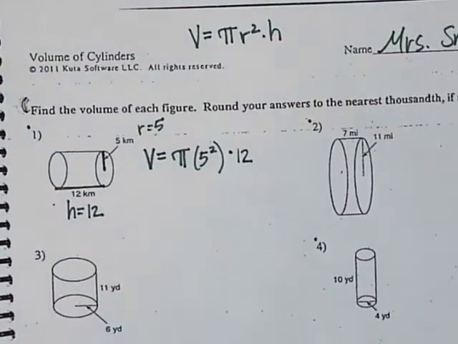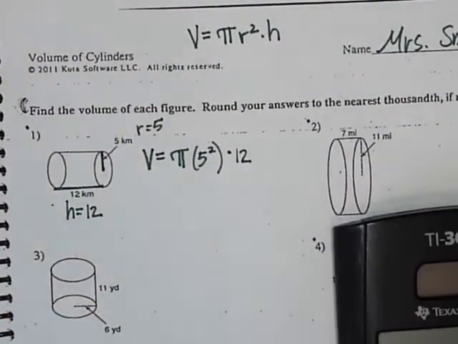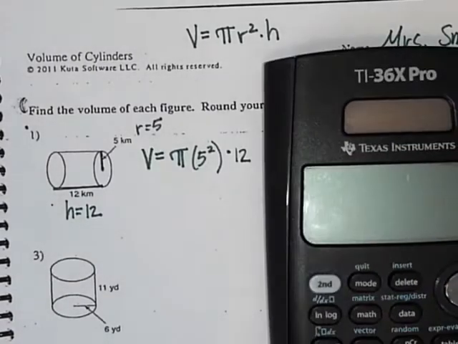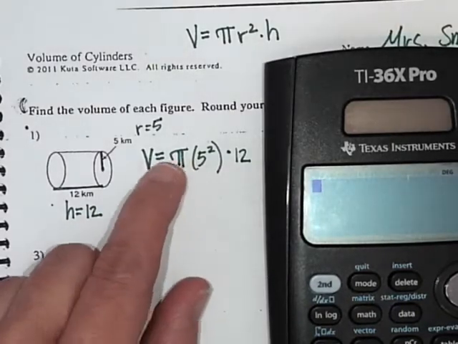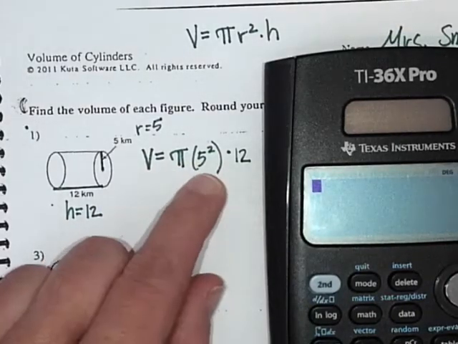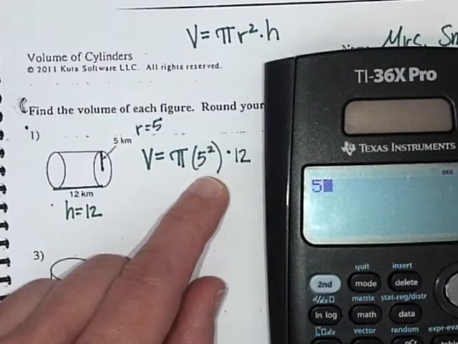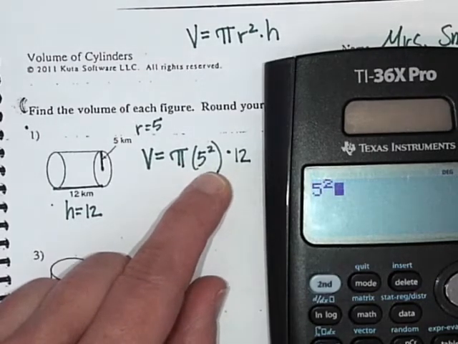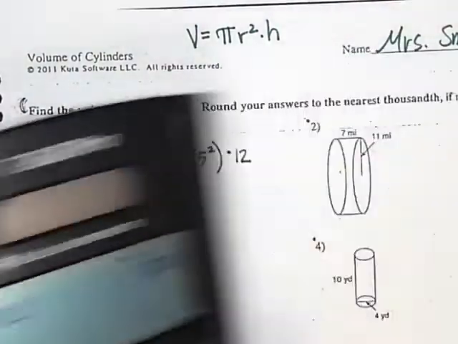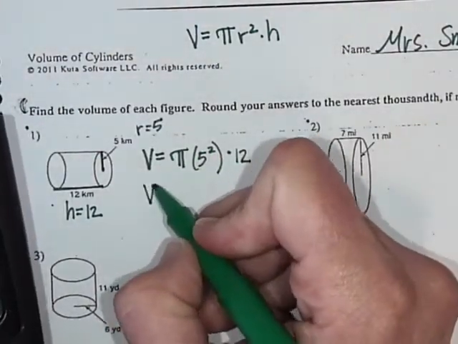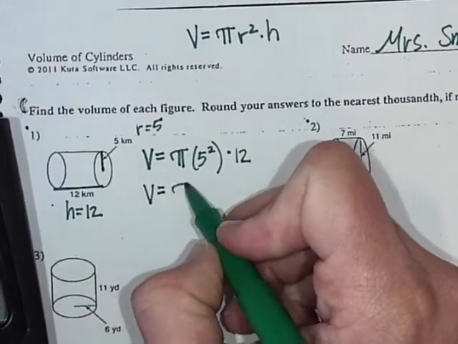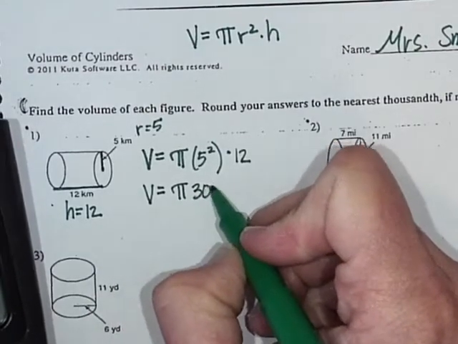Now, the first thing we want to do here is give our answer in terms of pi. What that means is we're not going to multiply anything by pi. We're just going to leave pi in our answer. So leaving pi alone, we'll multiply everything else together. So we have 5 squared times 12. And that gives us 300. So that tells us that the volume equals pi times 300.